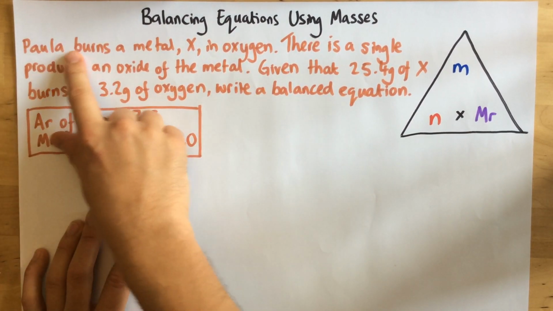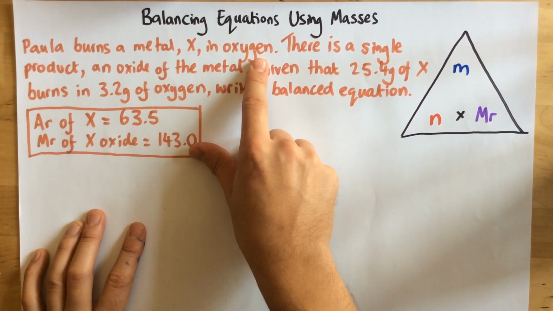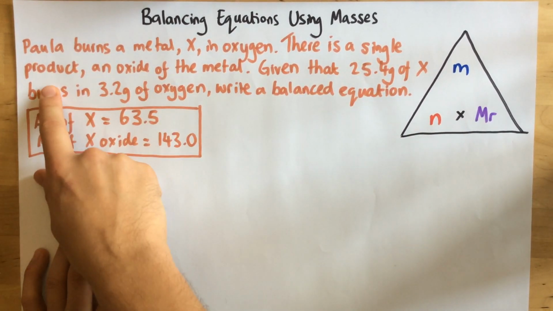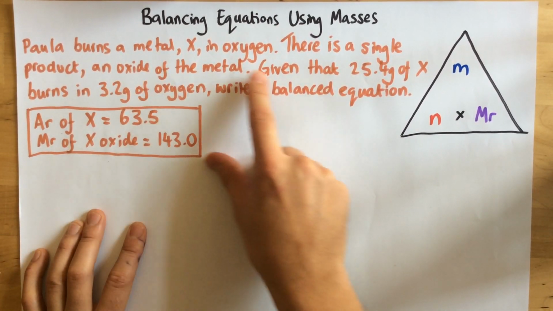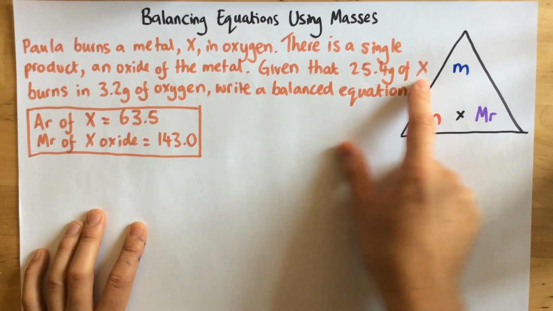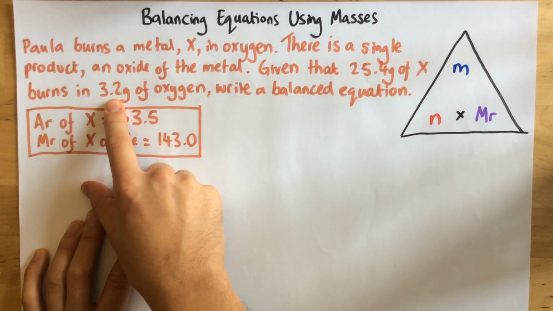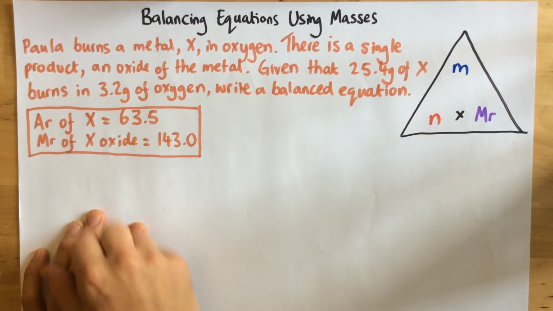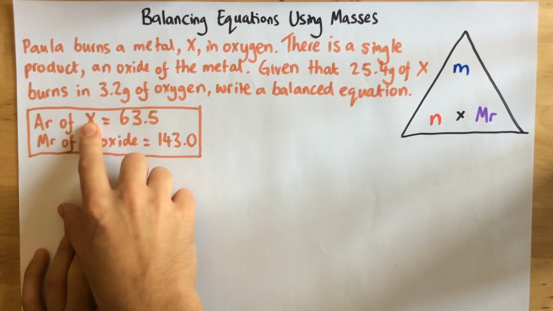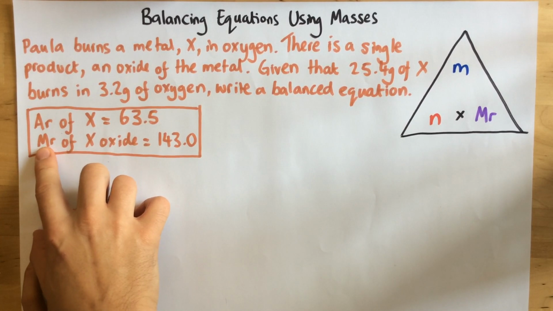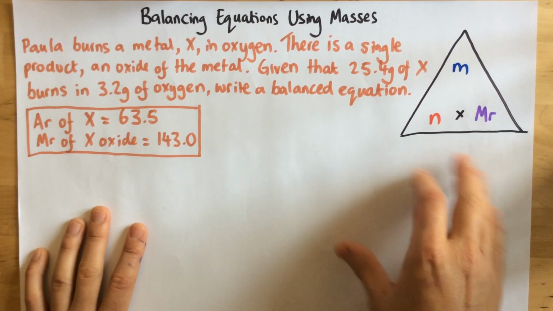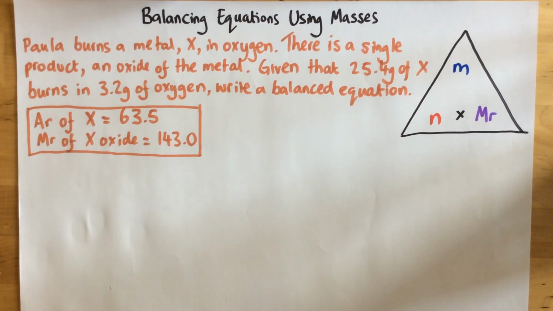So the question says Paula burns a metal X in oxygen. So this is just an unknown metal, this X. There is a single product, an oxide of the element. Given that 25.4 grams of X burns in 3.2 grams of oxygen, write a balanced equation. We're also given information about the atomic mass of X and the relative formula mass of the oxide. So it seems quite complex. We're going to do the step-by-step process of how to figure it out.